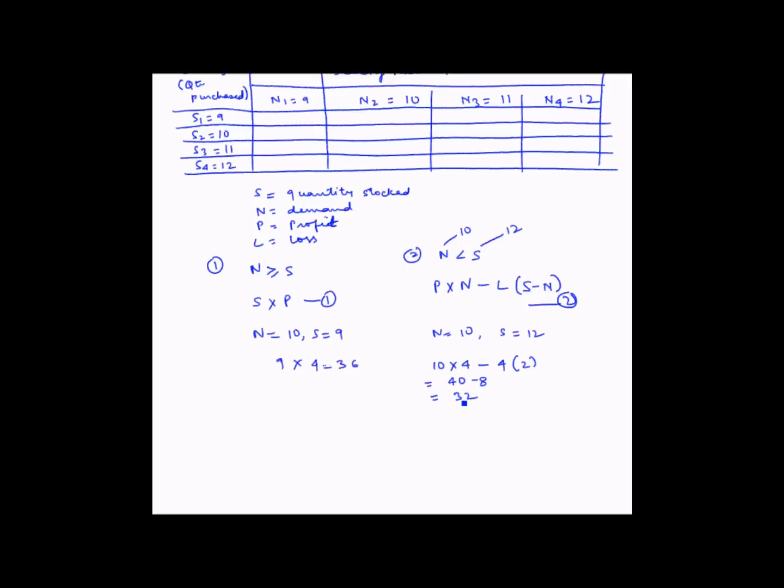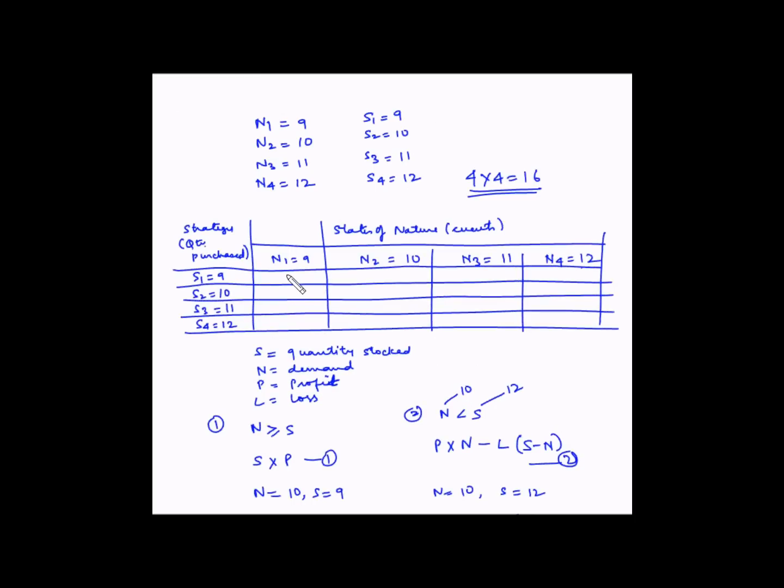Similarly, if we continue calculating all the payoffs, we'll get the following values: 36, 32, 28, 24, 36, 40, 36, 32, 36, 40, 44, 40, 36, 40, 44, 48. The first criteria is Maximin criteria.